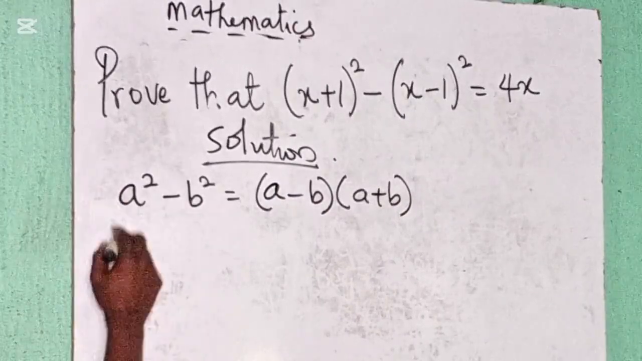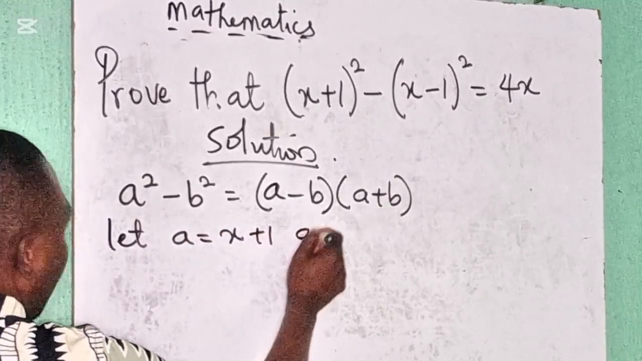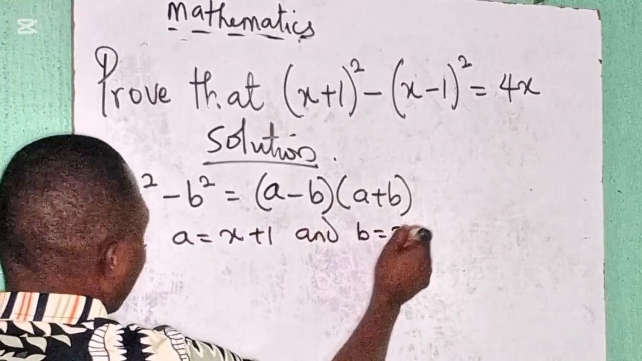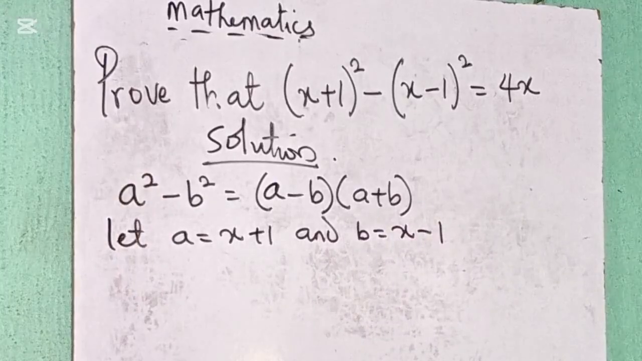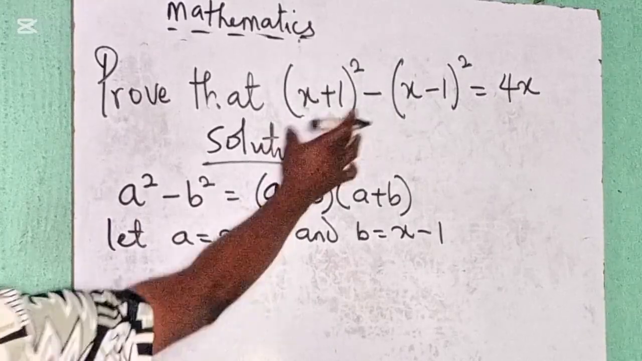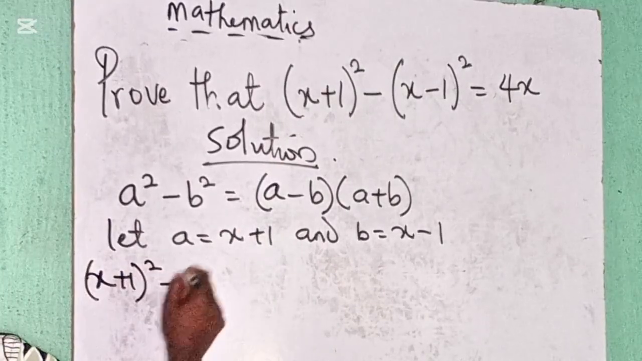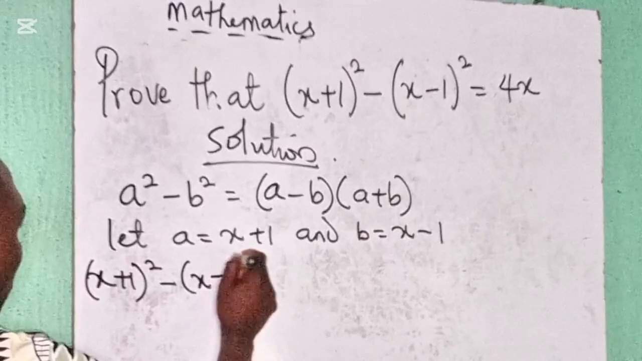Now, I can equate this a to x plus 1 and equate b to x minus 1. So, let me write this. Let a be equal to x plus 1 and b be equal to x minus 1. Is that understood? So from what you are having here now, we can equate this now to (x + 1)^2 minus (x - 1)^2 to be.